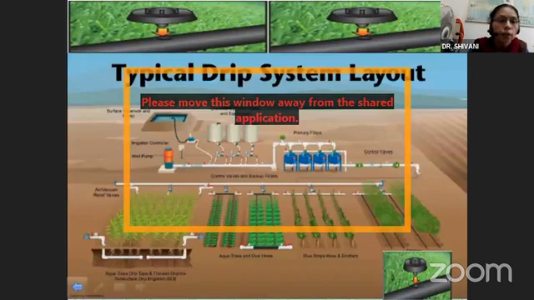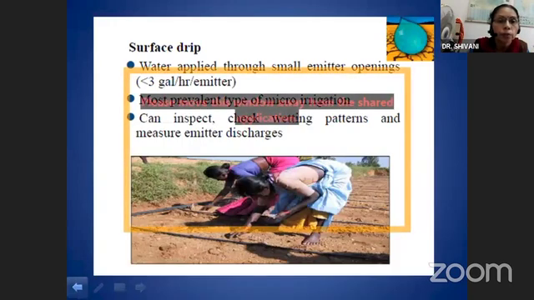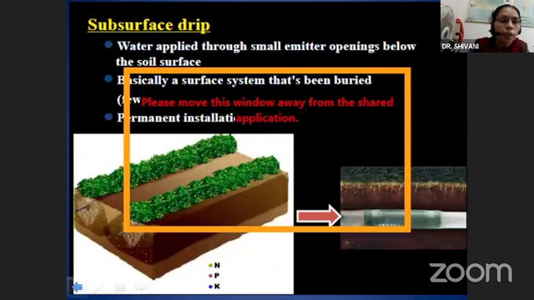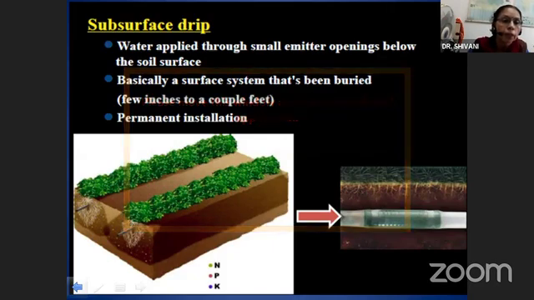Then this figure is of a typical drip system layout. You all know, as I told earlier, there are two types of drip: surface drip and subsurface drip. In surface drip, water is applied through small emitter openings. In subsurface drip irrigation, water is applied through small emitter openings below the soil surface. As the name suggests, the drippers are below the surface, basically a surface system that has been buried, and it is a permanent installation.